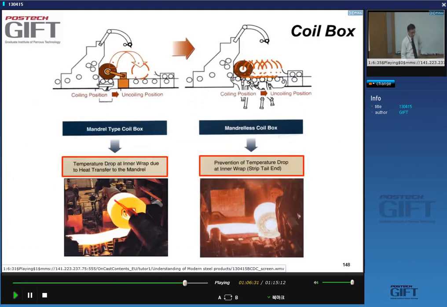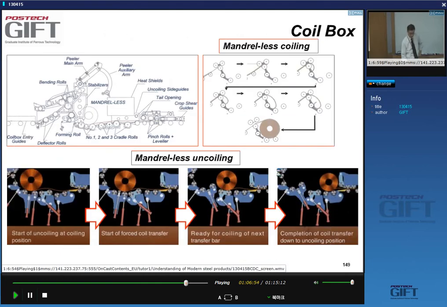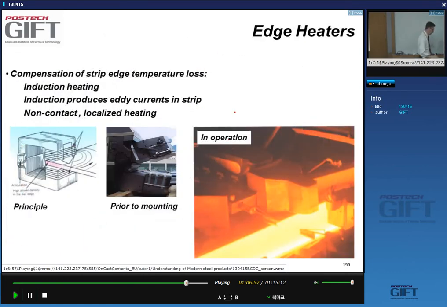You see, in the past, when you have a mandrel, you could go from a coiling position to the uncoiling position by means of the mandrel. In the mandrelless situation, you need a more complex transfer system to transfer the coil from the coiling to the uncoiling position. The coil box prevents loss of heat and reduces inhomogeneity in the strip temperatures.